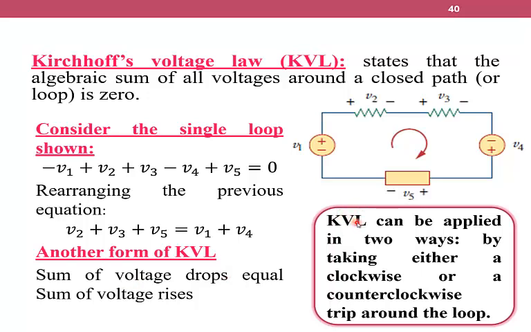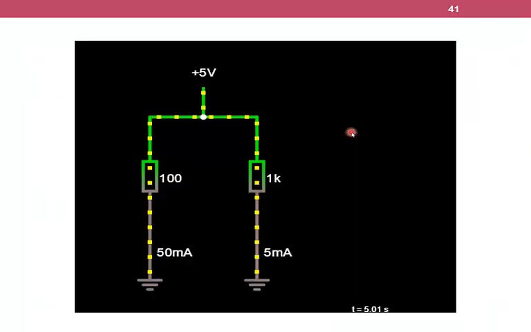Also, you may note that KVL can be applied in two ways, by taking either a clockwise or counterclockwise step around the loop. So I have moved like this, which is clockwise. If you would like to move counterclockwise, that's fine also, and it will give the same result.